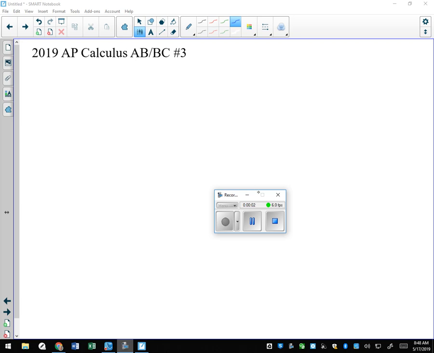All right, here is question 3 on the 2019 AP Calculus exam. This was an AB and BC question. And let's see, I'm solving this in real time. I've never read this before, so hopefully I get it all right.